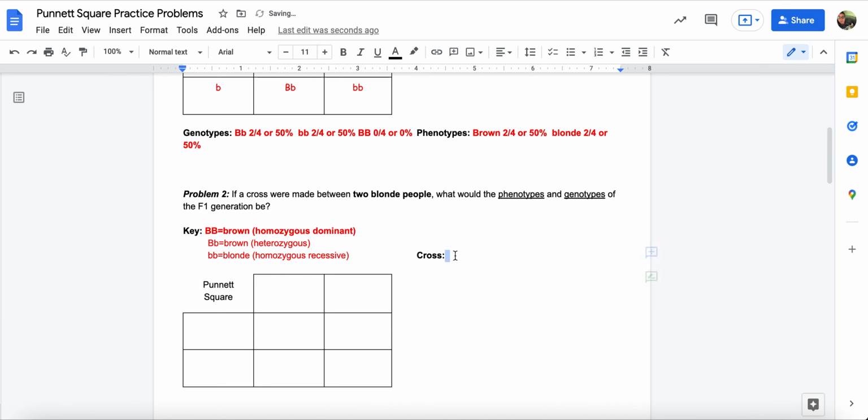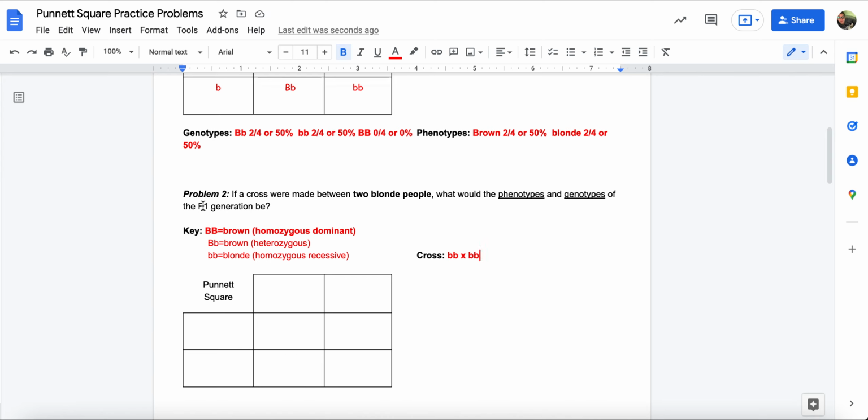When we go to do our cross, we're going to look at the problem. So the problem says, if a cross were made between 2 blonde people. So 2 blonde people. If we look at our key, there's only one way to have blonde. That's 2 lowercase b's. So we're going to do lowercase b, cross with lowercase b. That's 2 blonde people. What would be the phenotypes and genotypes of the F1 generation?